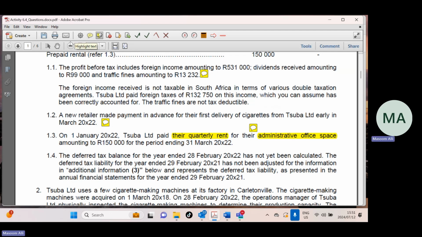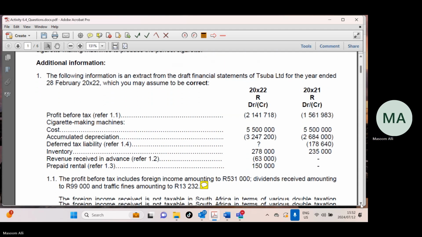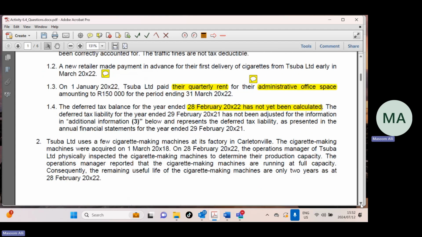the deferred tax balance, right, 1.4 says that the deferred tax balance for the year ended 28 February 2022 has not yet been calculated, right? So that's what we do there. Now, this is pretty easy because we can see that it's not been calculated because it's shown there that it's not been calculated, right? That's why we had all of this whole question mark situation going on over there, right? So if you want to highlight the question mark, you can, that's not a bad idea either.